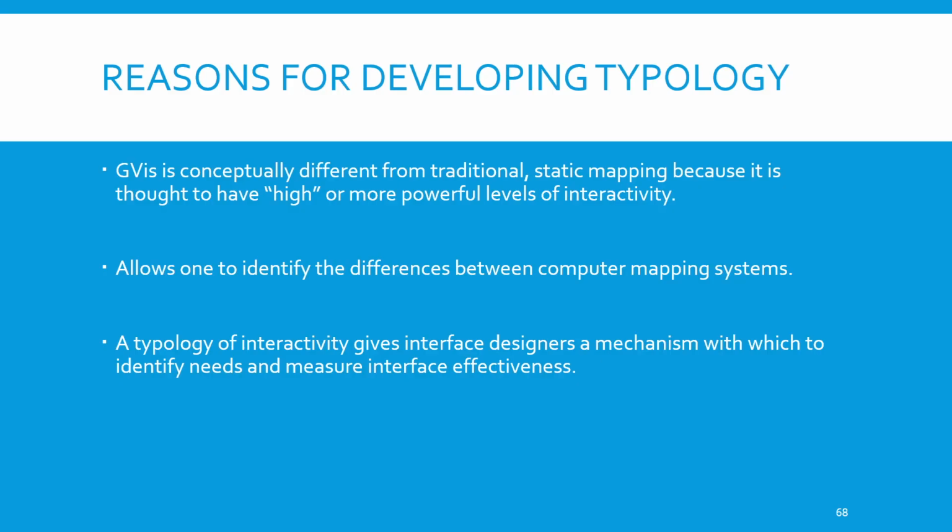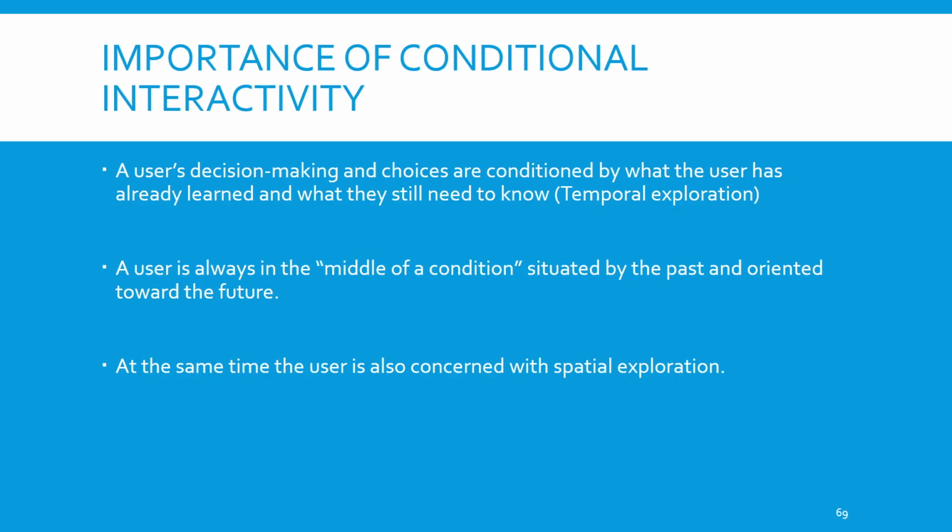Then the literature justifies the reasons for developing this type of typology. It is because geographical visualization interaction is conceptually different from traditional static mapping, because we are going to have that high or more powerful interaction. It allows one to identify the difference between computer mapping systems and gives interface designers mechanisms to identify needs and measure interface effectiveness. That is part of the exercise that we are going to be doing in the future.